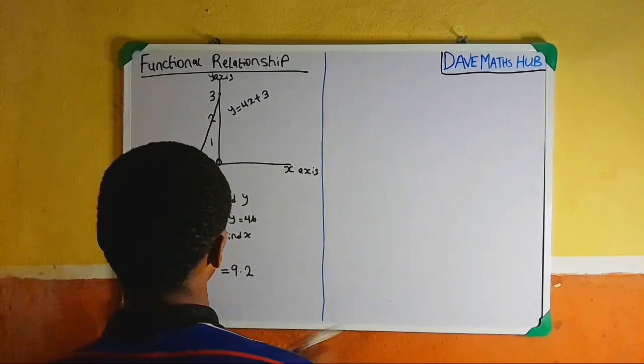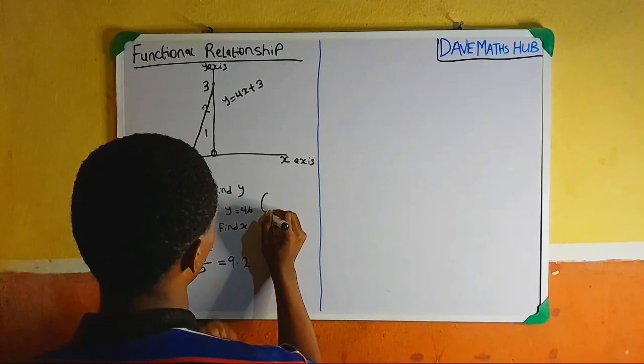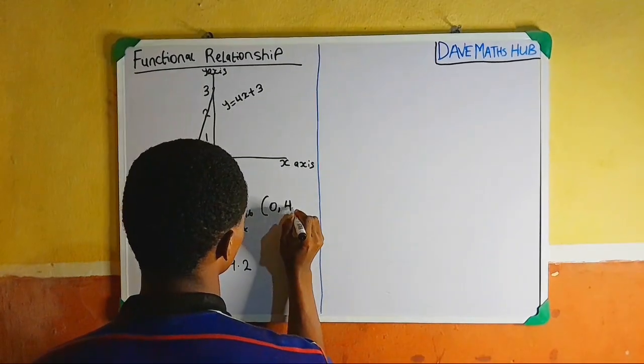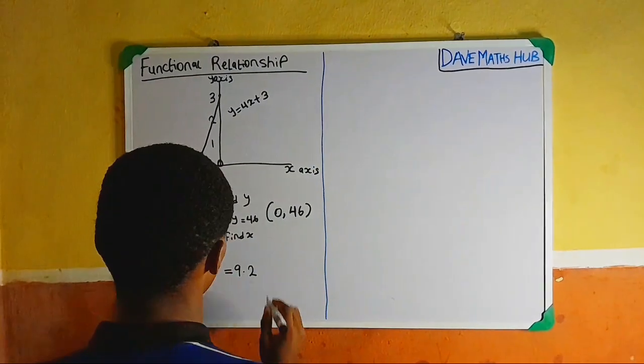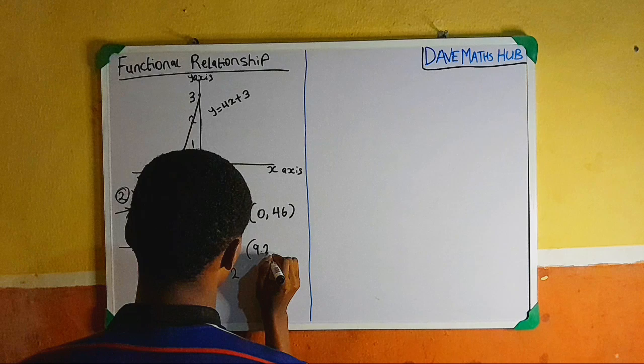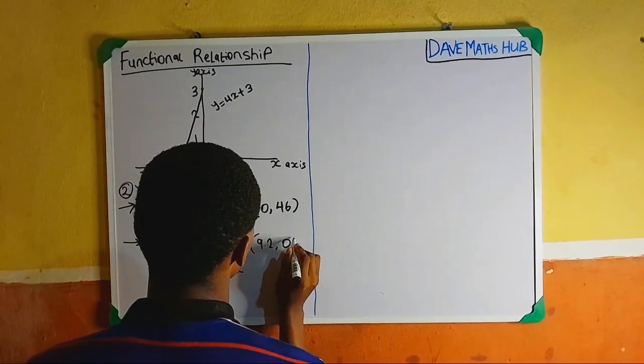So we'll do the same thing as putting it in a diagram. We have the coordinates to be: when x is 0, y is 46. And when x is 9.2, y is 0.